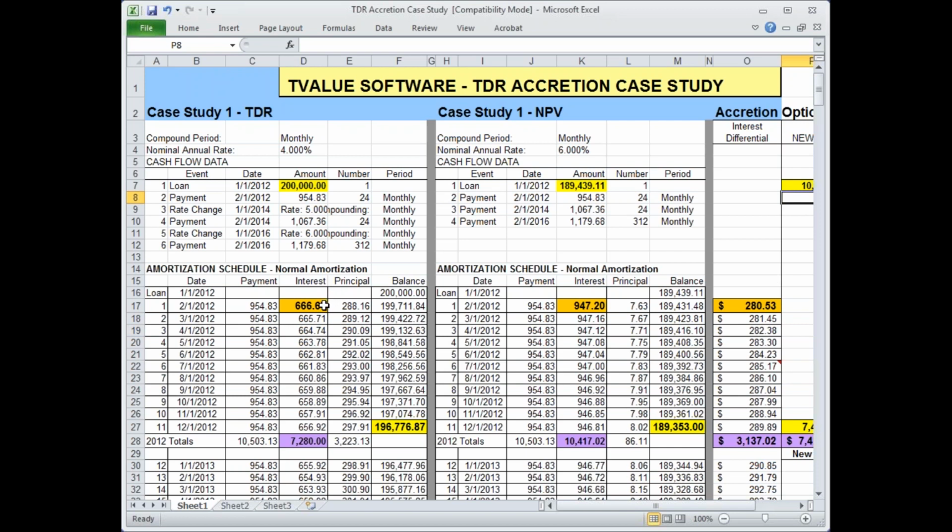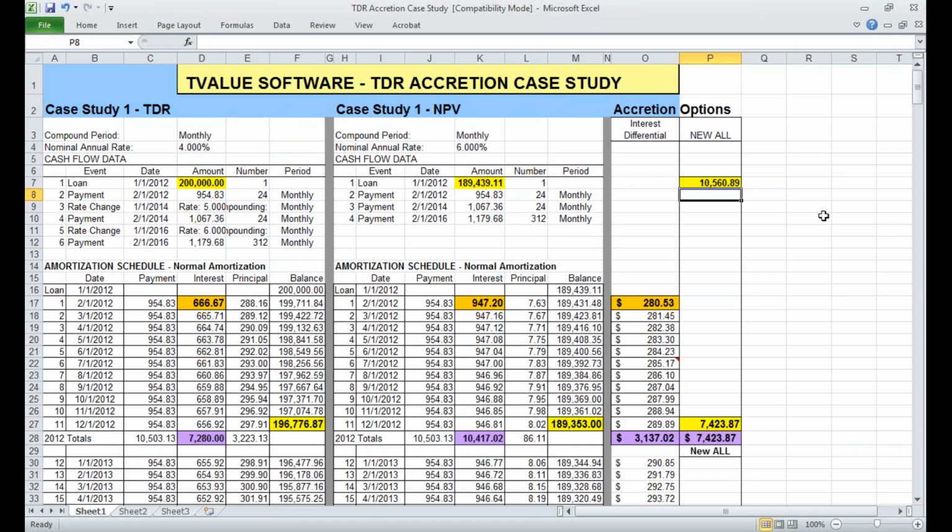On a month-to-month basis, if you look at just the interest differential, this will be the interest income from the TDR schedule, and this is the interest income from the loan modification, the net present value schedule. If you just look at that difference on a month-to-month basis, that is effectively doing a net present value calculation every month. That interest differential is the adjustment that you have to make. So this $280, $281, $282, that's your monthly adjustment.